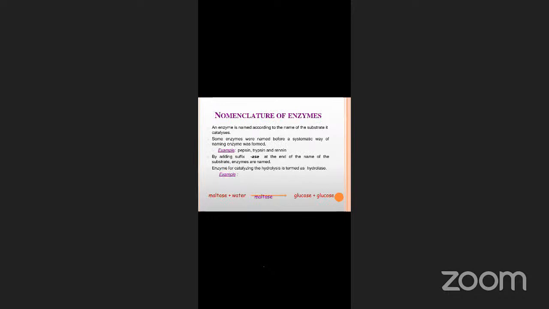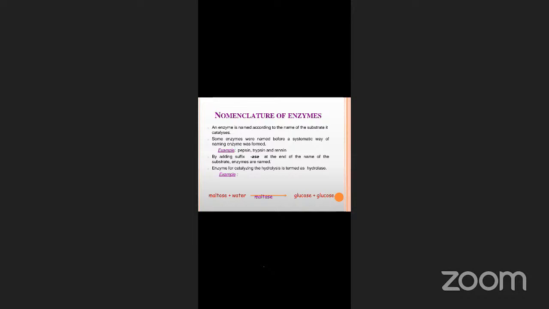The next is nomenclature. Nomenclature is nothing but a naming system, how we name an enzyme. Basically, most of the enzymes are named based on their substrate. For example, maltase is an enzyme. Maltase usually functions on maltose. So the reaction is maltose, when it reacts with water, it gives rise to 2 molecules of glucose.